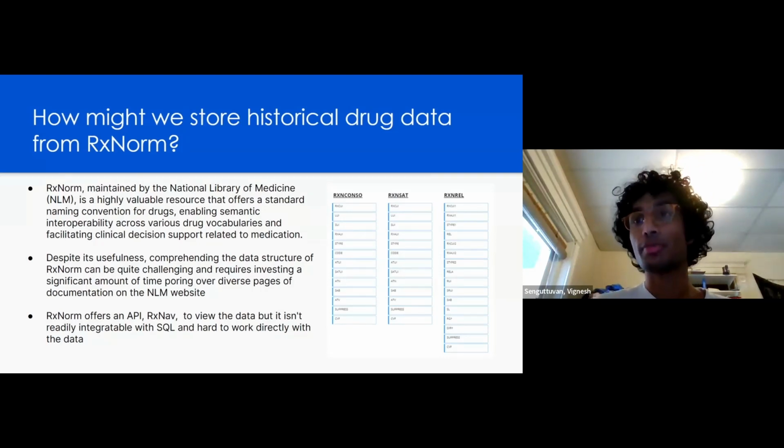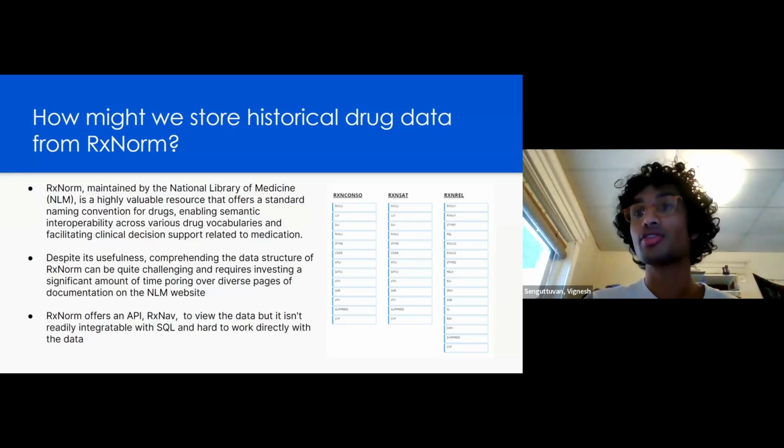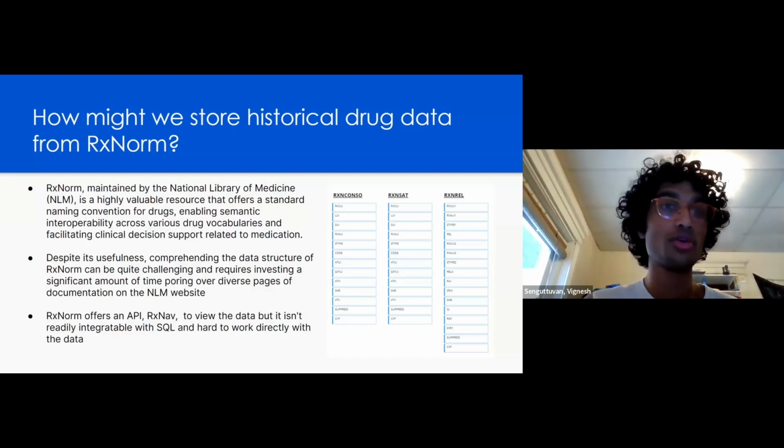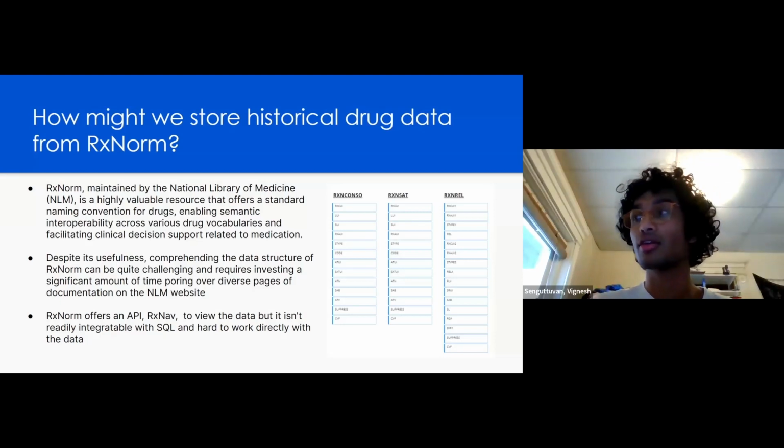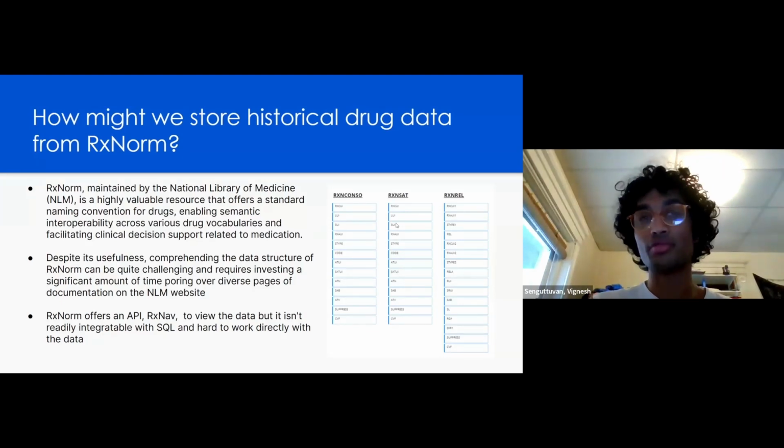So RxNorm, just a little background on it. It's a valuable resource that offers the standard naming conventions for drugs, which enables semantic interoperability across various drug vocabularies. It essentially connects the different ways pharmacists or physicians may refer to different drugs and the various official classifications for them. This is an invaluable tool because it can aid in a physician's clinical decision making. That's one of the main reasons why RxNorm is such a valuable resource.